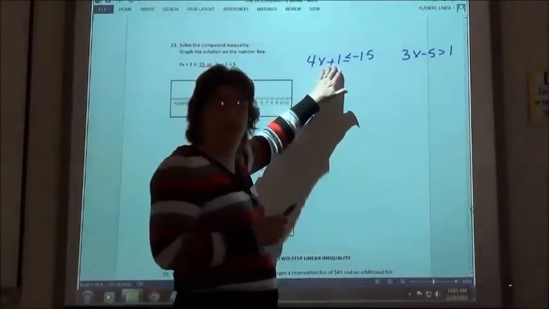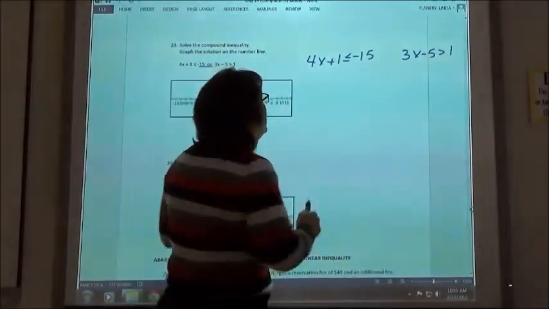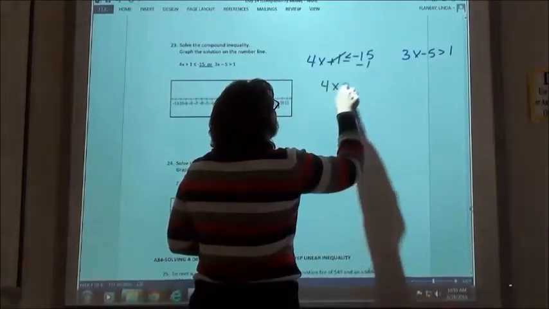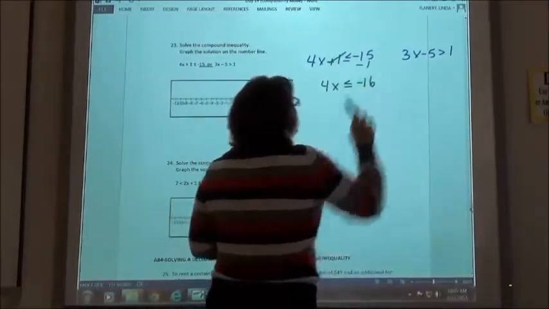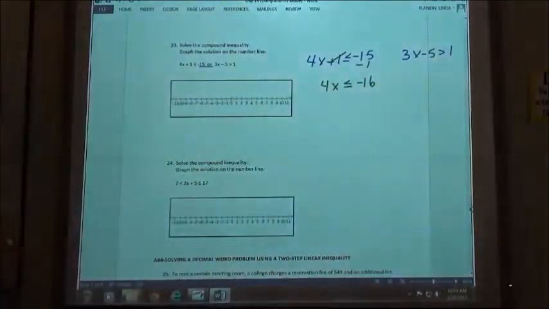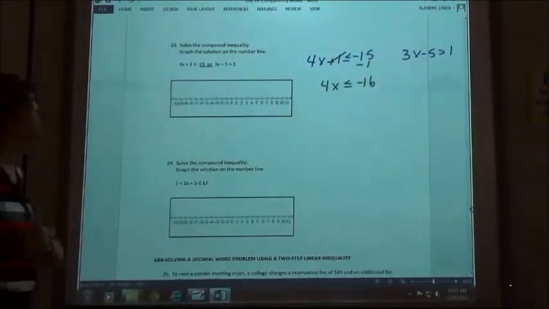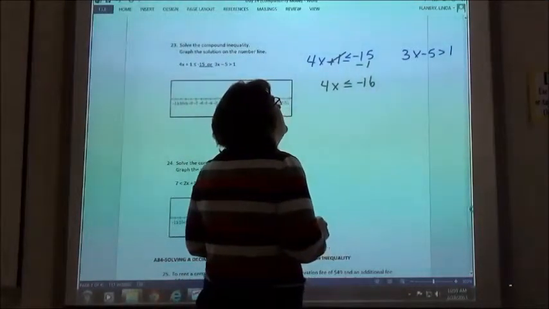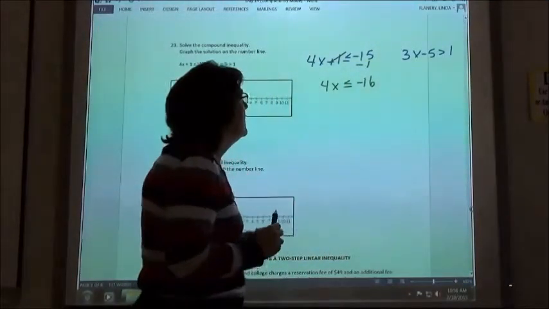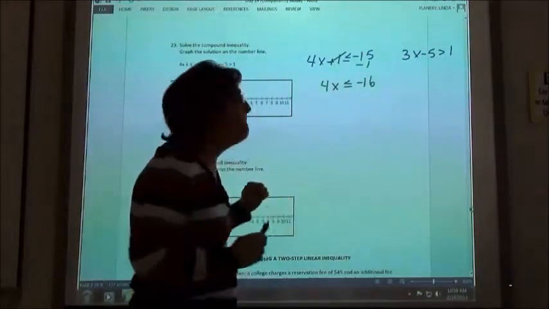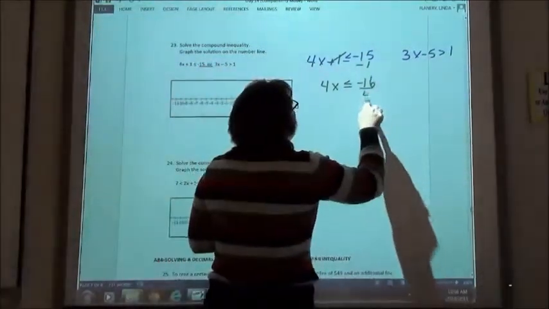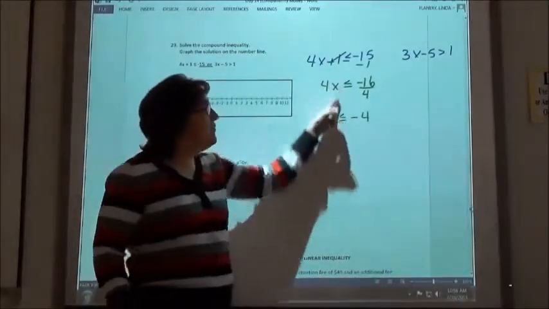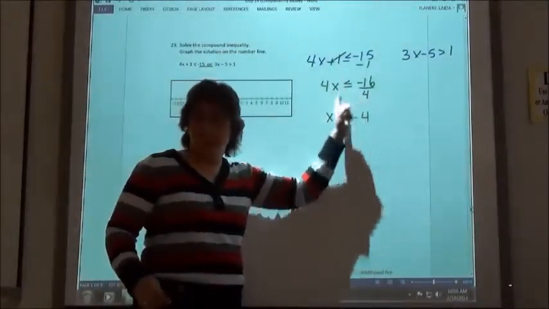How do you get the x by itself? You got to move the 1, right? Yep. So we're going to minus 1. 4x would be less than or equal to negative 16 then. And then we're going to divide by the 4. So x is less than or equal to negative 4. Notice I didn't flip my sign because that was a positive 4, right?